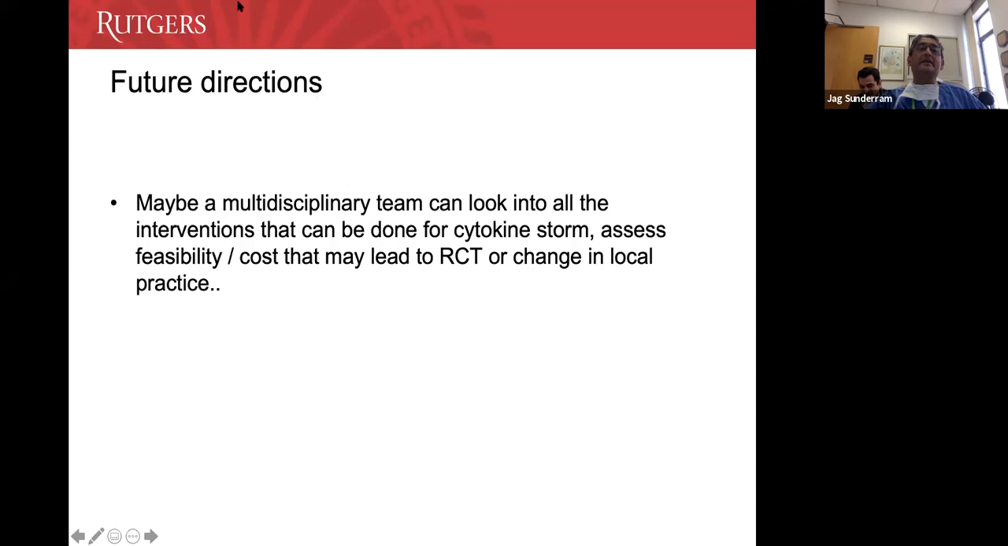Really good point. I have no idea if we have any RCTs going on right now with that, but we've had somebody else talk about IL-7 inhibitors, and attacking many aspects of this pathway clearly is the way to look at how we can help these people. But I'm not aware of any ongoing RCTs. If somebody else is, they could respond.